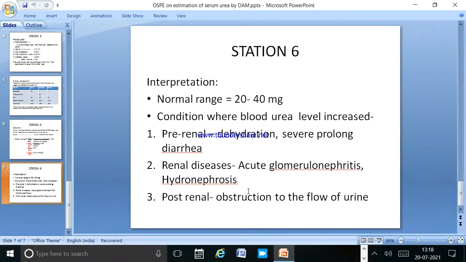Uremia is an increase in blood urea level due to kidney dysfunction. Azotemia is an increase in blood urea level or some other nitrogenous waste product in the blood, and it may be due to kidney disease or may not be due to kidney disease.